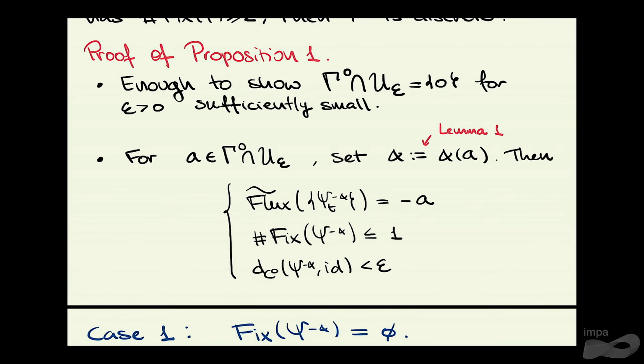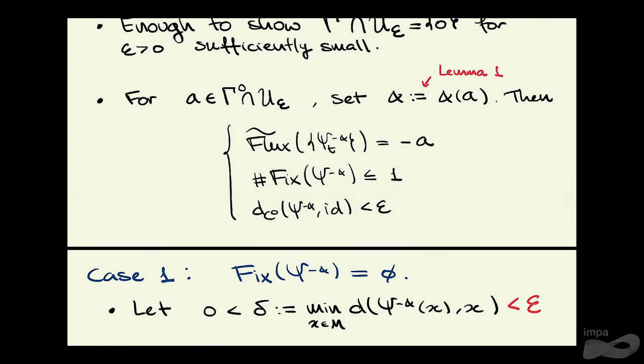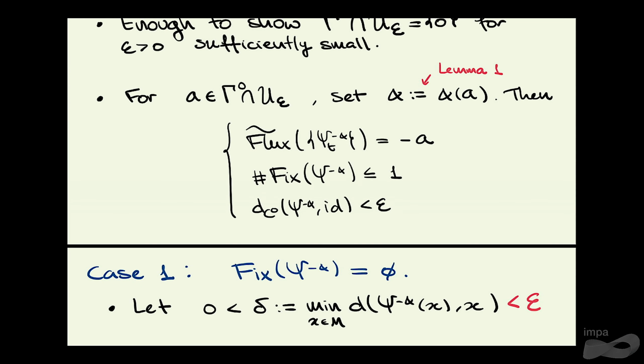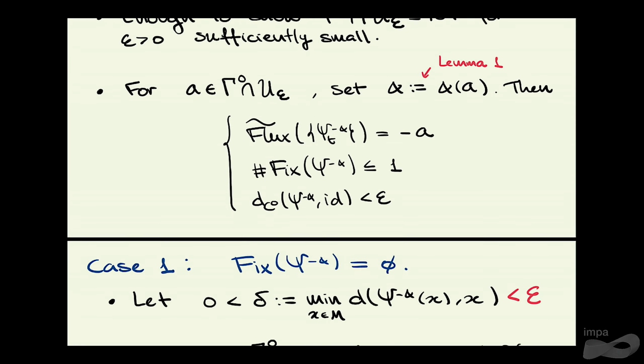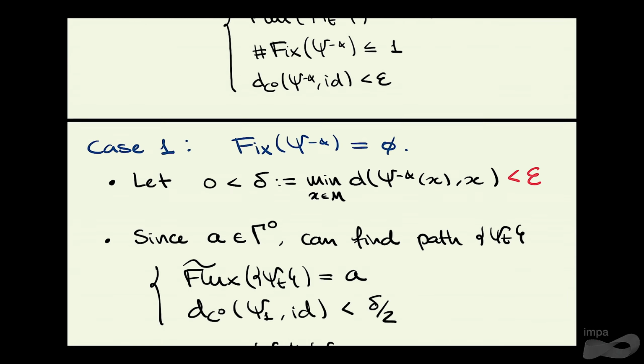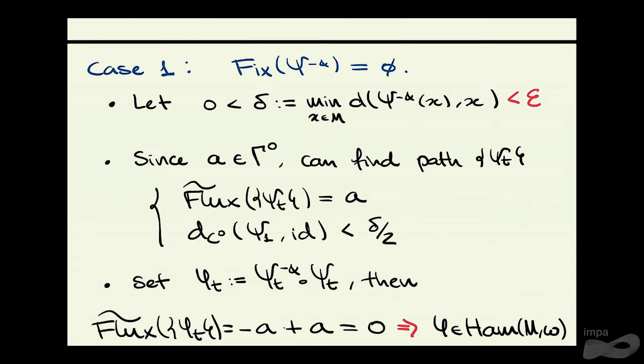And we would like to do the same thing as we did before, right? If we had a loop, we would just compose with a loop with the same flux and argue in the same way. But we don't have a loop, but we have an almost loop, right? We can take this endpoint to be arbitrarily close to the identity in the C0 sense. So what do we do? I'll first say in words, and then I'll try to illustrate.